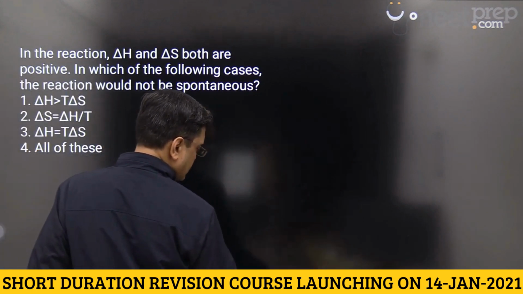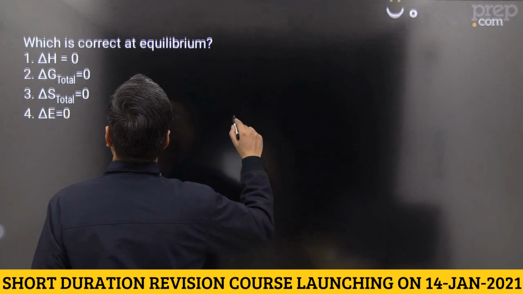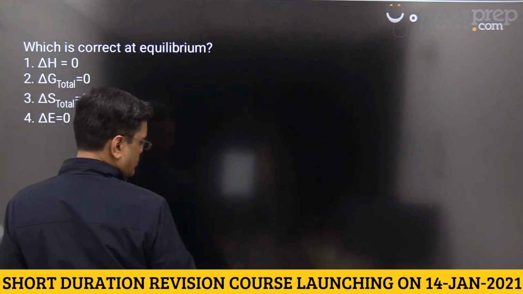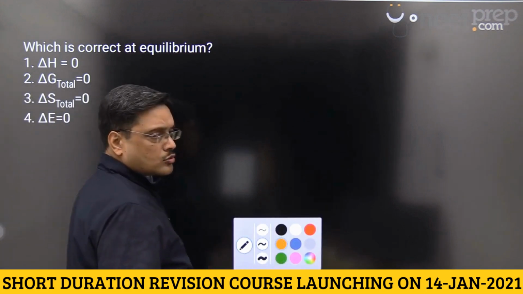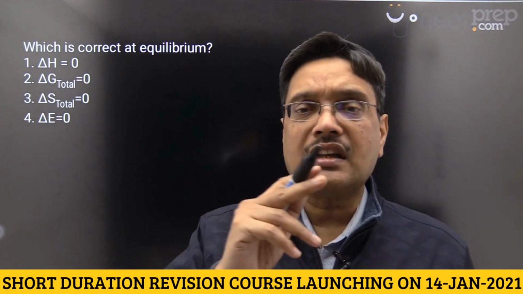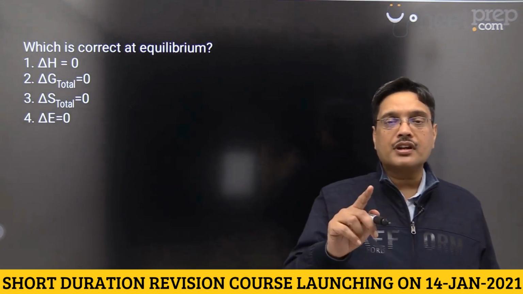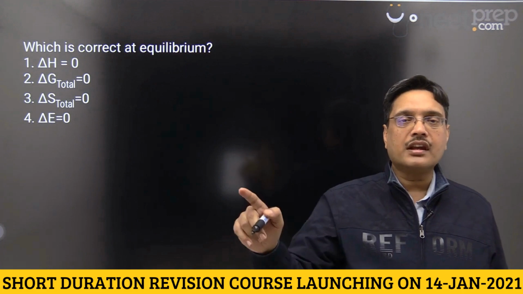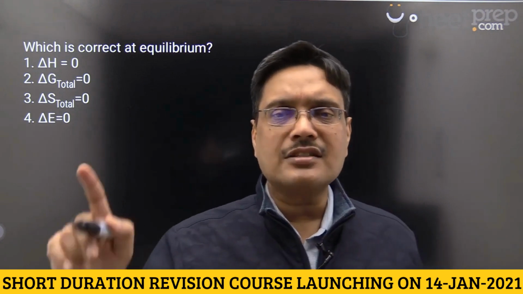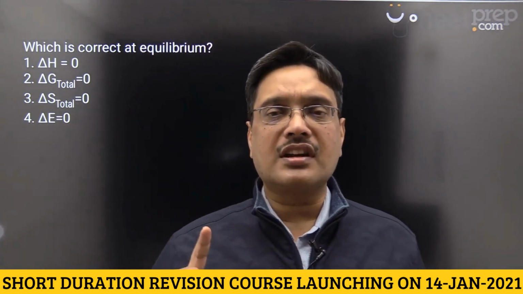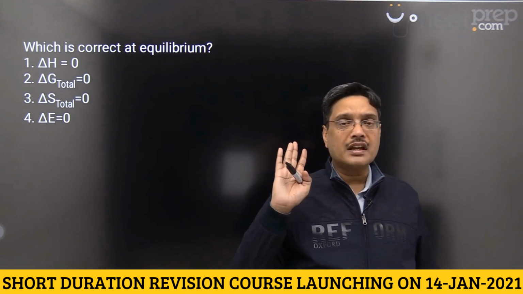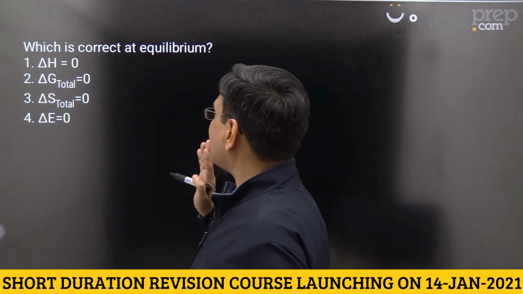We move to the next, which is correct at equilibrium. I already told you, for spontaneity two things are responsible, ΔG system and ΔS total. For a spontaneous reaction ΔG system is negative and ΔS total is positive. At equilibrium ΔG system is 0 and ΔS total is also 0. And for a non-spontaneous reaction ΔG system should be positive and ΔS total should be negative.